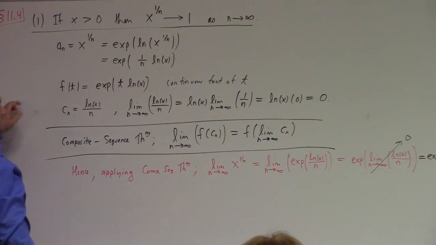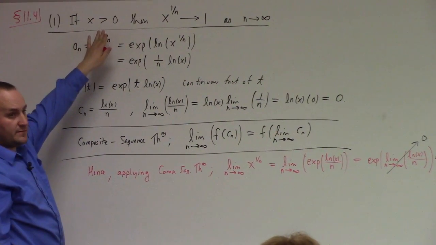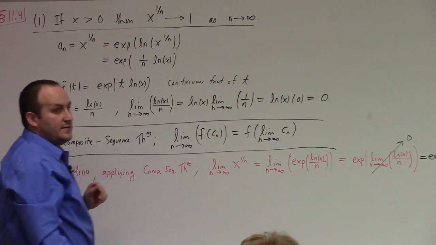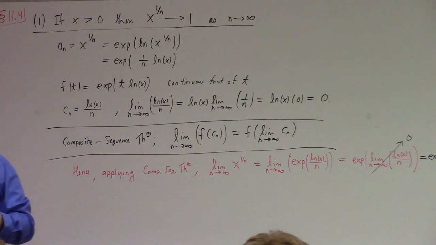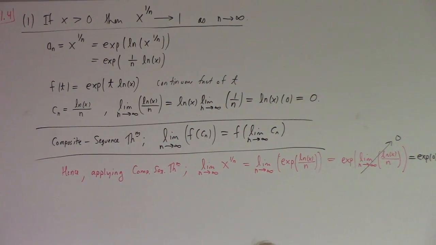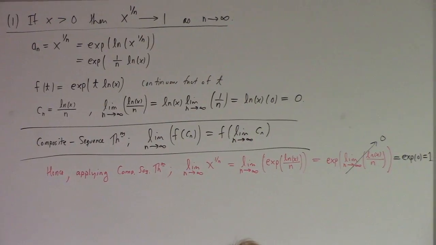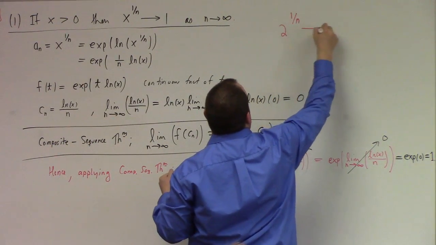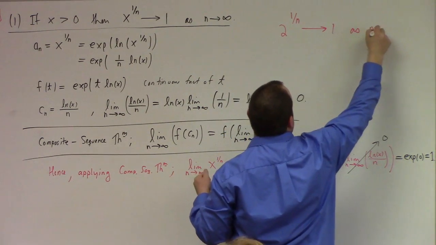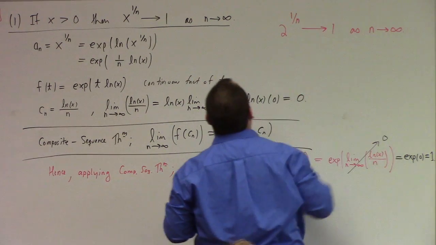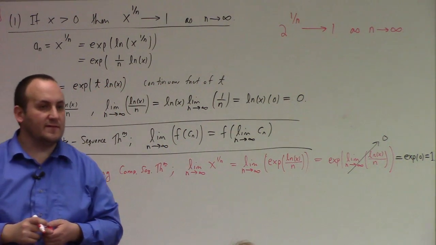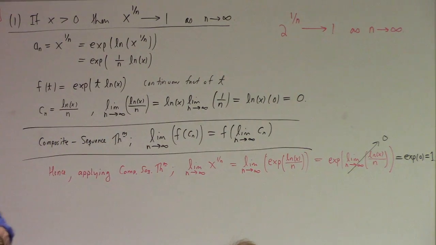If x is greater than 0, the claim is this: x to the 1 over n goes to 1 as n goes to infinity. So, for example, if I had 2 to the 1 over n, that goes to 1 as n goes to infinity. Whatever you want to put there, if it's a positive number, it goes to 1 as n goes to infinity.